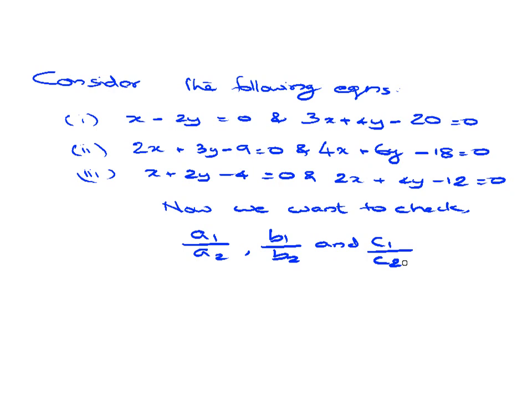Second equations: 2x plus 3y minus 9 is equal to 0 and 4x plus 6y minus 18 is equal to 0. That is, these equations are coincident. Third equations: x plus 2y minus 4 is equal to 0 and 2x plus 4y minus 12 is equal to 0. This pair is parallel.